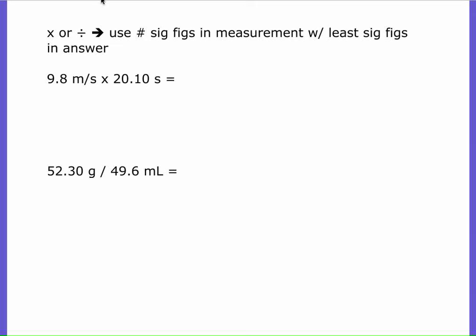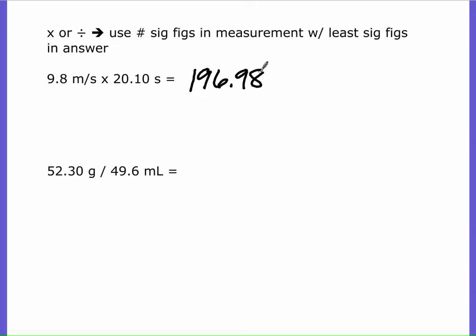So if I have this first calculation here, 9.8 meters per second times 20.10 seconds, I should be able to come up with an answer pretty easily just using a calculator. So 9.8 times 20.10 gives me this answer right here, 196.98. But when you look at that number, you should recognize that there are 5 sig figs. Both of my measurements to get that number had less than 5 sig figs. There's no way that you can have more precision in your answer than you had in any of your measurements.